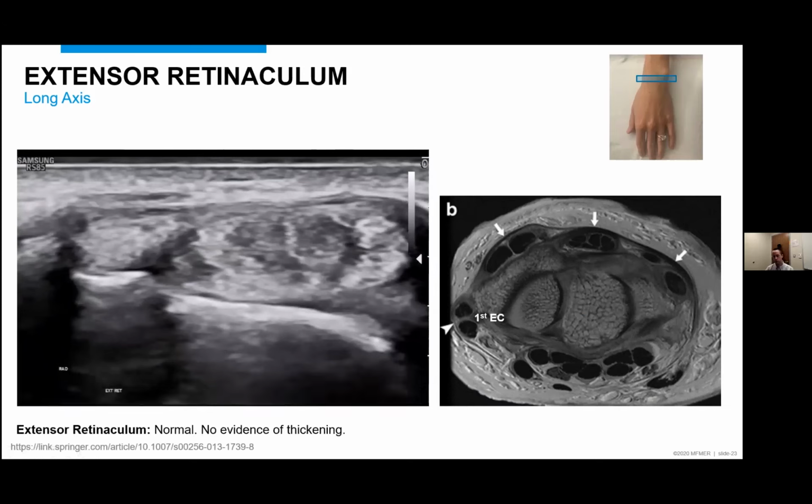And here I put the extensor retinaculum as normal with no evidence of thickening. And you can kind of see the retinaculum just courses throughout the dorsal extensor compartments, and they often have little dividing subsheaths going down in between them.